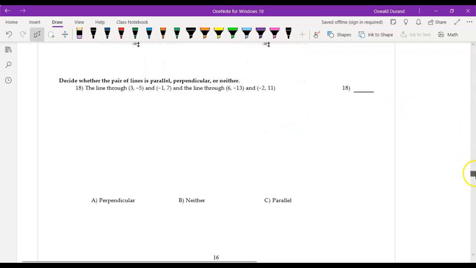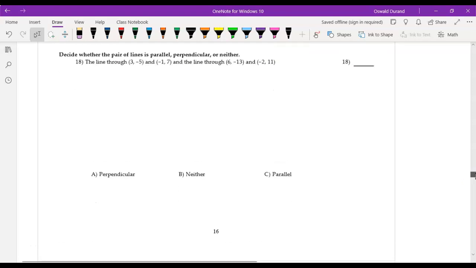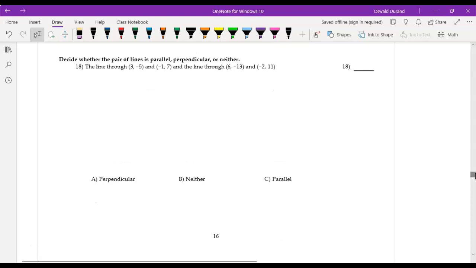All right, so now let's look at the relationship between parallel lines, perpendicular lines, or neither, right? Here, there's a line that goes through those 2 points, right? And here, there's a line going through those 2 points.